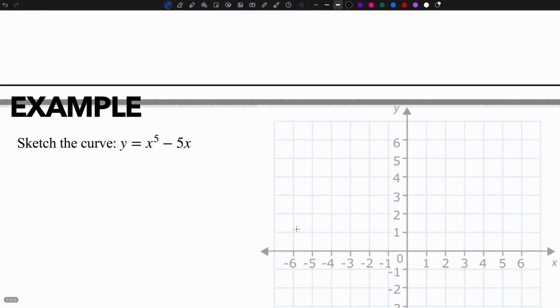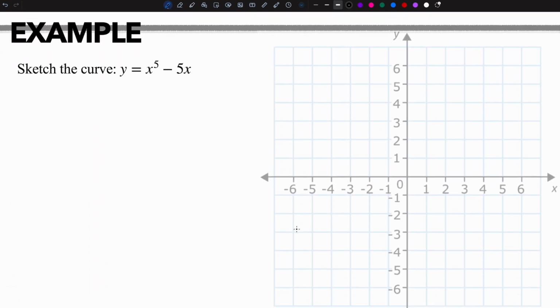So let's begin an example. We want to sketch the curve of y equals x to the 5th minus 5x. So the first thing I'm going to do is go ahead and figure out what is my first derivative. So I'm going to get 5x to the fourth minus 5, and I'm now going to set that equal to 0.